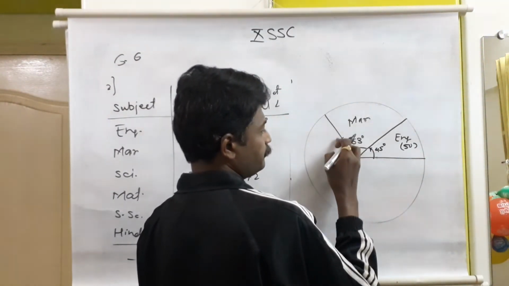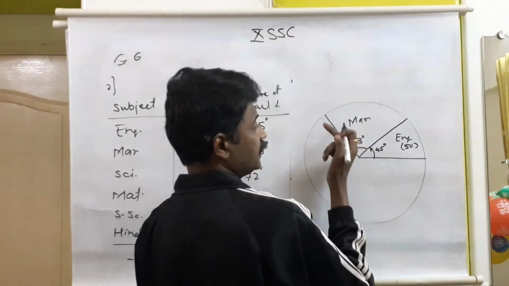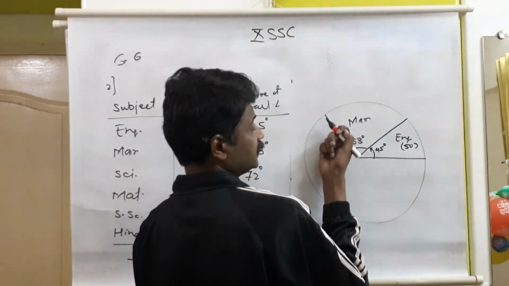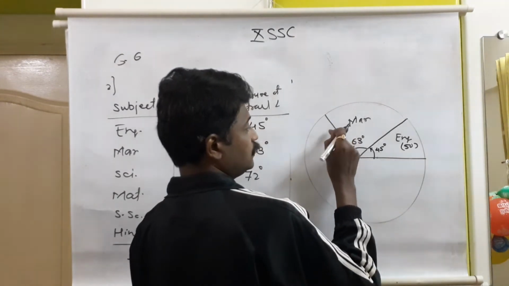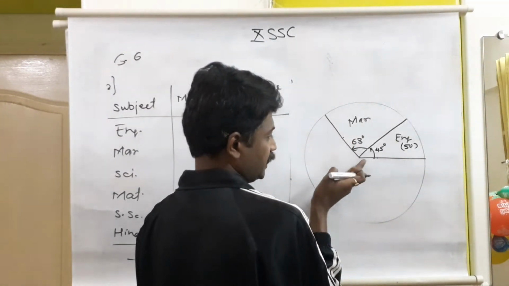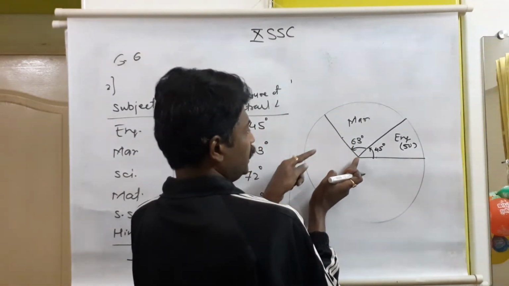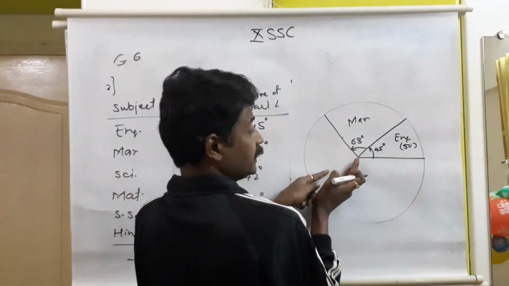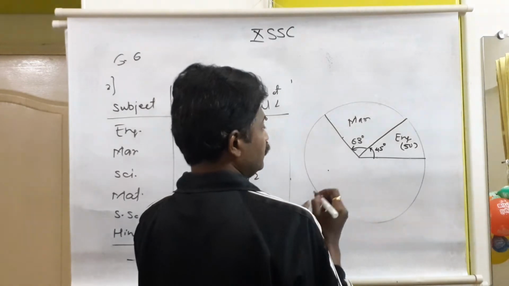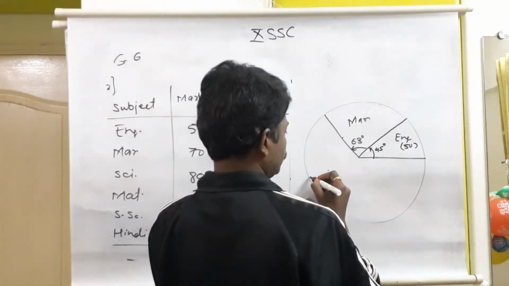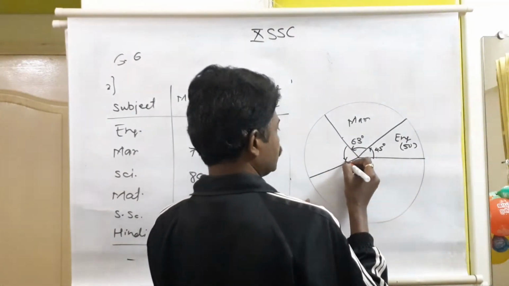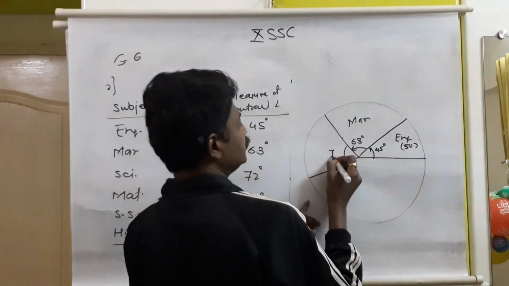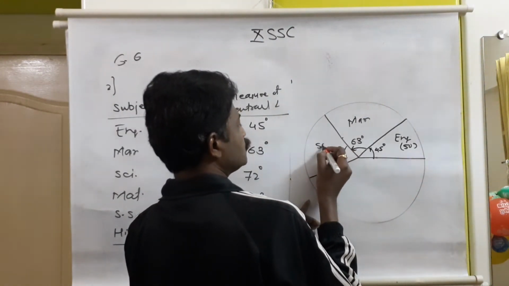D will come here. If D is here and the other end of the radius is here, start from this 0 to 90. 90 will be here, so 72 is smaller than that. 10, 20, 30, 40, 50, 60, 70. After 70, the second small line will give 72. In this way, for the subject Science, the central angle is 72 degrees.